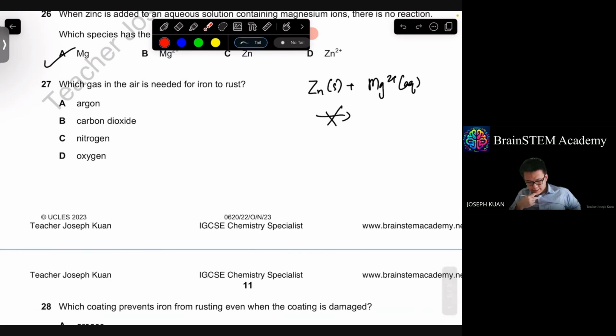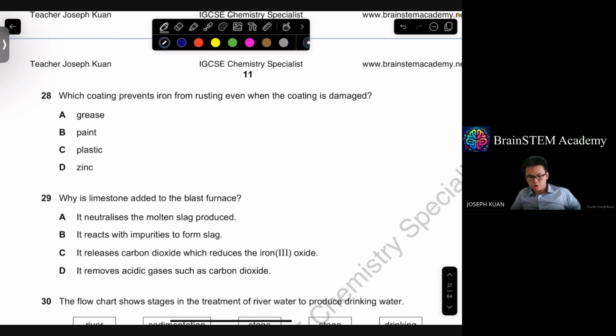27. Which gas in the air is needed for iron to form rust? So it will be oxygen gas, as rust is hydrated iron(III) oxide. Moving on to 28. Which coating prevents iron from rusting even when the coating is damaged? Zinc has the ability to do that. It's called galvanizing. For the others, when the barrier is broken, the iron will be exposed to the air, and hence they rust.